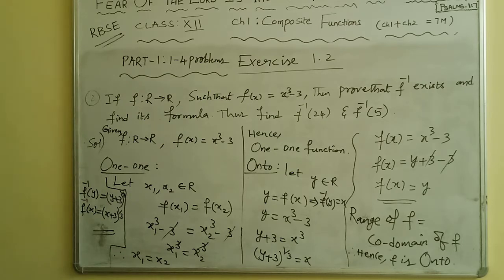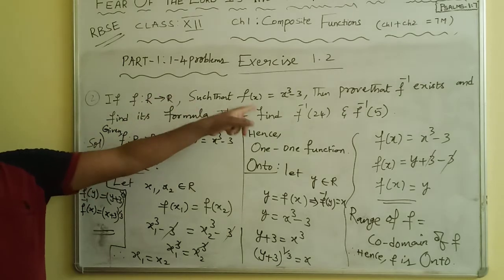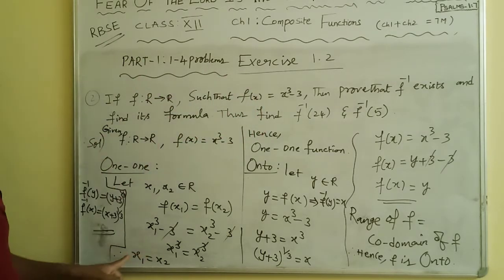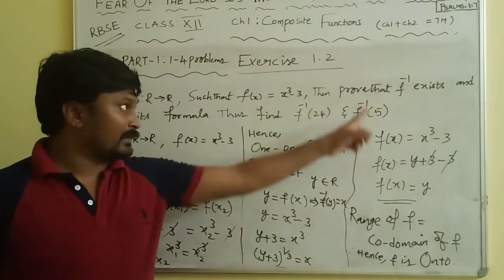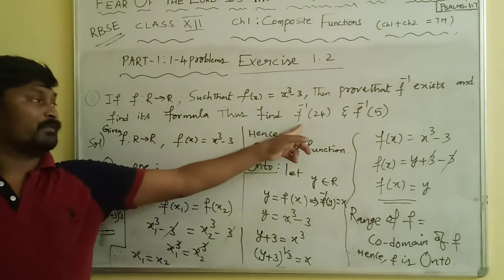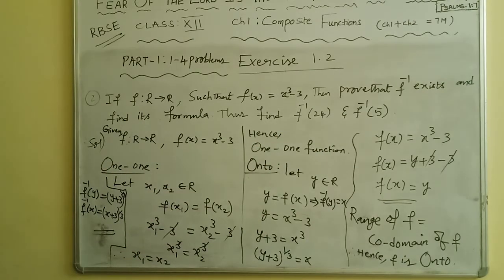What we needed to find here: f maps R to R such that f of x is equal to x cubed minus 3, prove that f inverse exists. You found that f is one-to-one and onto, therefore f inverse exists, and the formula for f inverse is this. After finding that, you need to find f inverse of 24 and f inverse of 5. Let me find that.